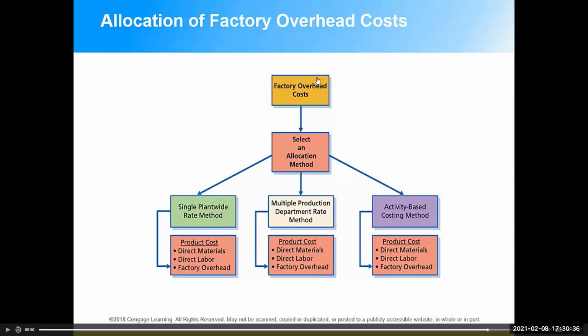The allocation method. Here's the factory overhead. You select with method, so you have a choice, just like you have a choice on a menu. And then these are the different methods, depending on what kind of company you have. But each one of them still has direct materials, direct labor, factory overhead, all the same. This is all the same common denominator. The method is different, but basically we get to the same bottom line. What's the product cost? How do we allocate this factory overhead? All right.